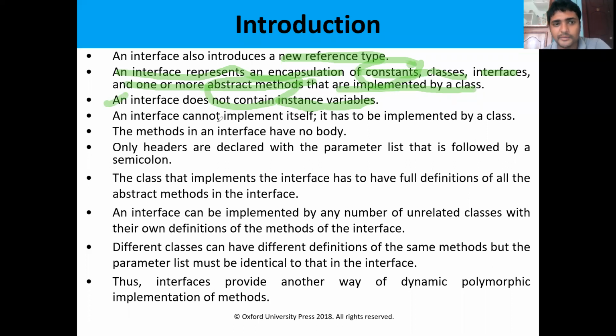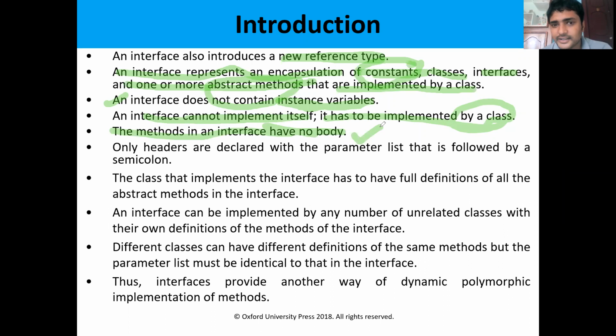Then an interface cannot implement itself. It has to be implemented by a class. We need a class to implement the interface. The methods in the interface have no body, that is, abstract methods. The methods without a body are called abstract methods.